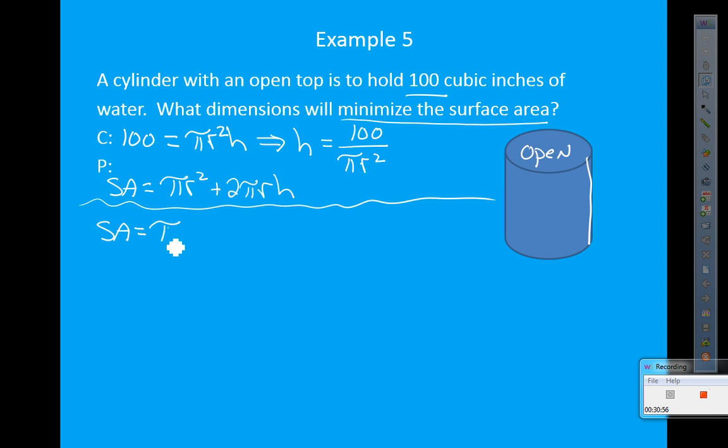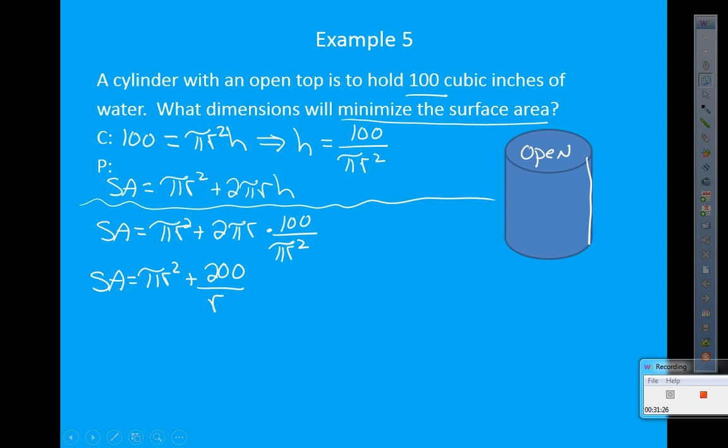Next step, into our primary equation, let's sub in h. So I'm going to have pi r squared plus 2 pi r times 100 over pi r squared. Let's simplify this. So I got surface area is pi r squared plus 200. My pi's are going to cancel out. That's good. I've got an r on top and two r's on bottom, so 200 over r. So there's where we are for a moment.